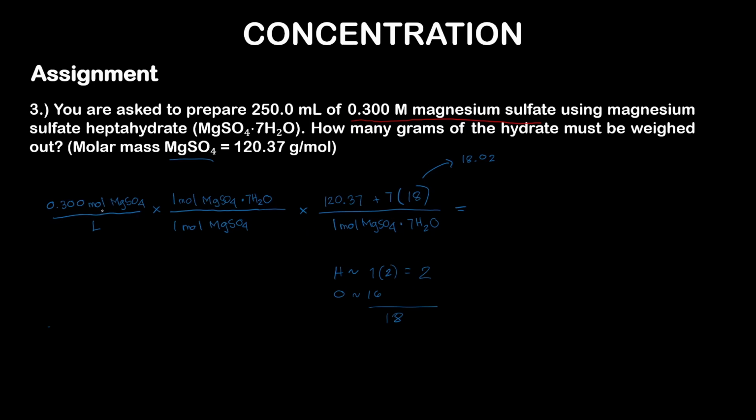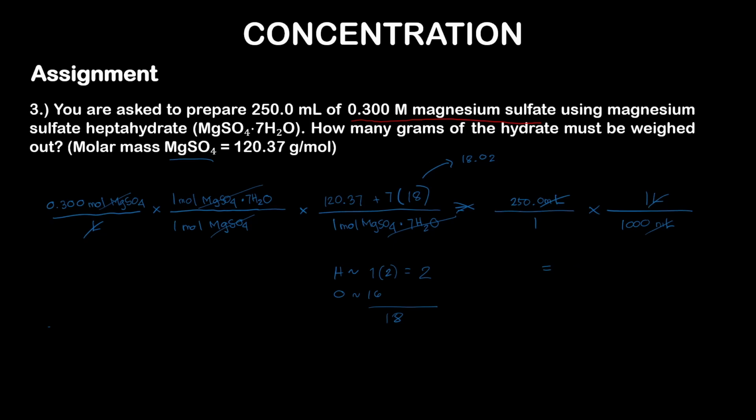Now we can cancel the mole of magnesium sulfate to the hydrate, but we still have liters. So let's calculate that. We almost forgot it, 250 ml. This is the final volume. Let's use that, 250 ml. Since we want to cancel by liters, let's convert that to liters. 1 liter, and then 10. So the final answer would be.